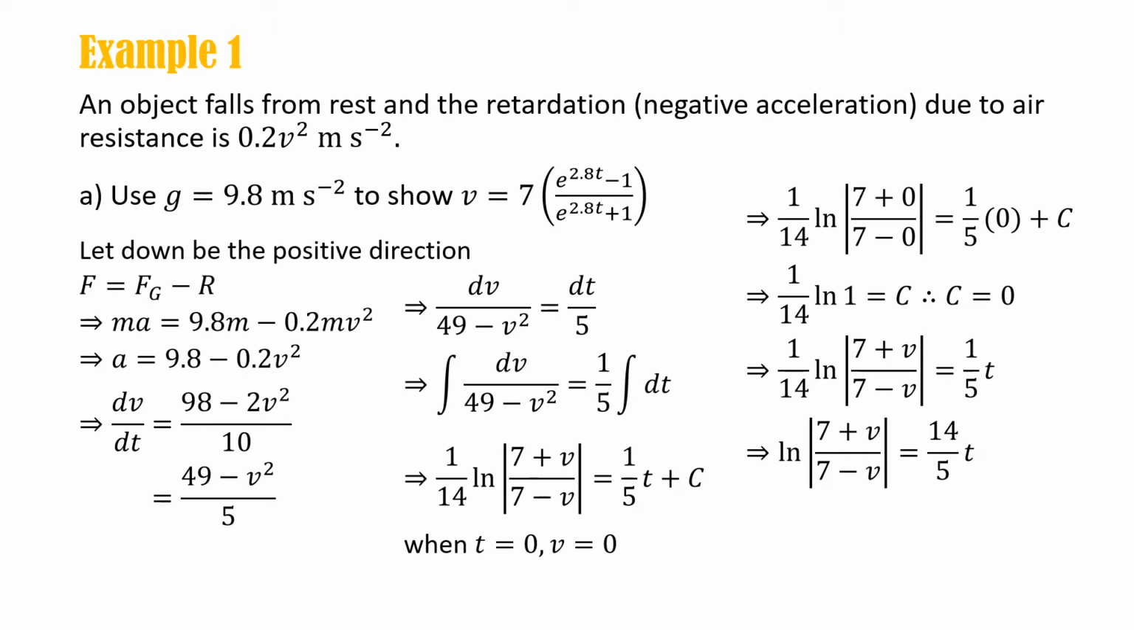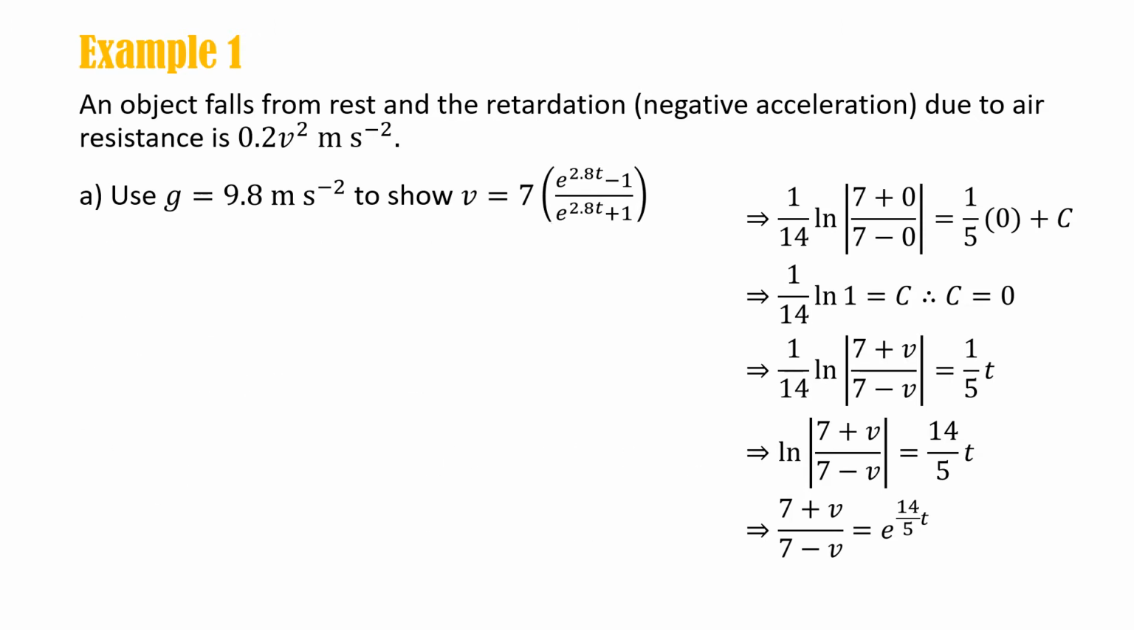How do I get rid of that natural log on the left? Well, I raise everything to the power of e. So we're going to have e to the power of the natural log of that fraction, which means I'm just going to have that fraction on the left. And then e to the power of 14 over 5 lots of t.